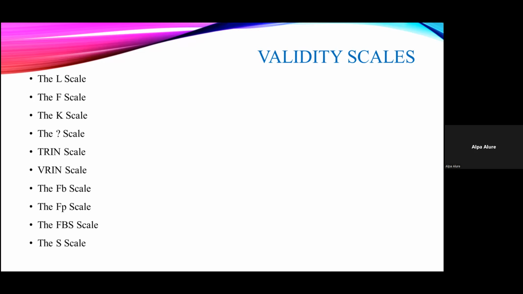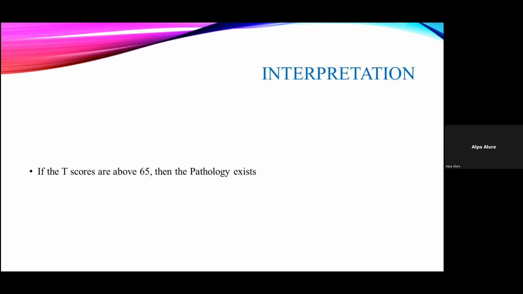Then there is the VRIN, TRIN, FB, FP, FBS scale. These are all validity scales, and if there is an elevation of above 65 on any of the validity scales, then the profile might go as invalid, and even if the T scores are above 65 on any one of the clinical scales, we would say that pathology exists.